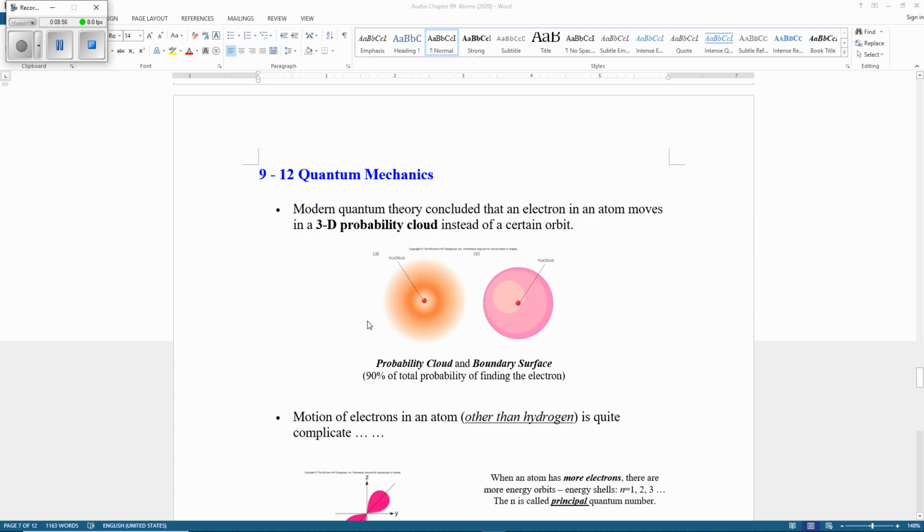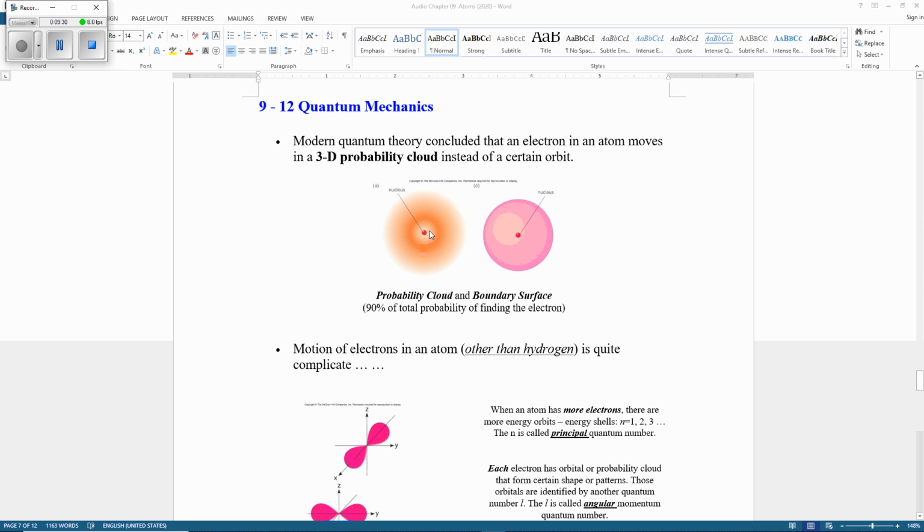Now, it turned out the Bohr model is too simple. It's perfect for hydrogen, but when you study other atoms, different atoms give you different colors, and the Bohr model is not enough. So then we have the modern theory we call quantum mechanics, which is very involved. We're not going to study the detail. Instead, we're going to study a few important conclusions.